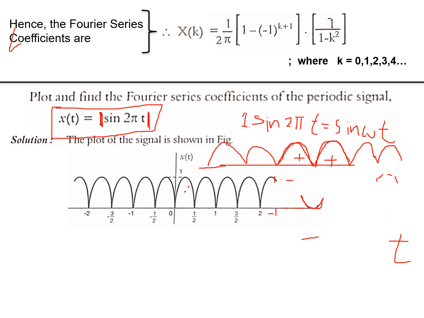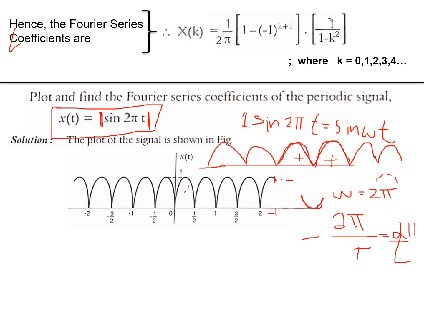Actually, why it is taken as 1: in this case, when I took the sine wave, omega was 2 pi. They have given omega as 2 pi. Originally omega is 2 pi in the original sine wave. Omega is 2 pi f, or 2 pi by T. 2 pi by T is 2 pi.